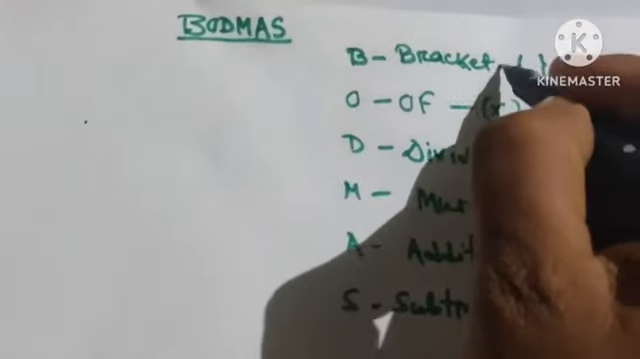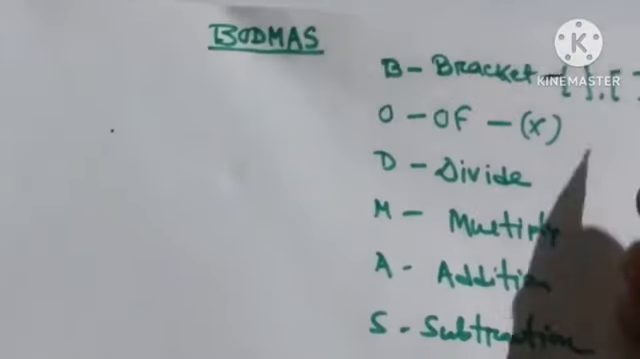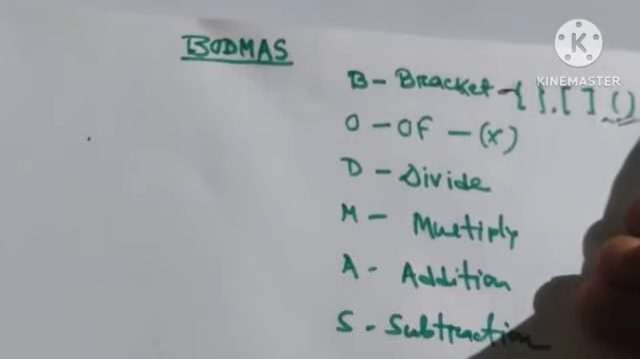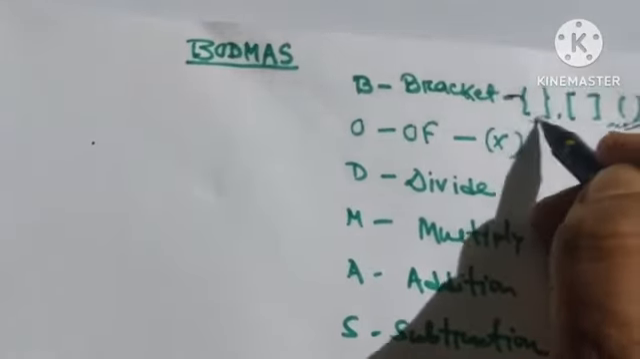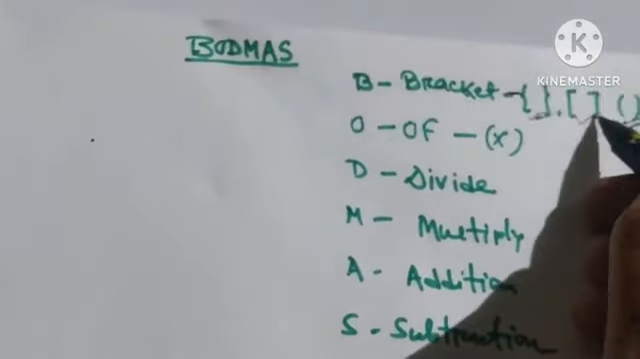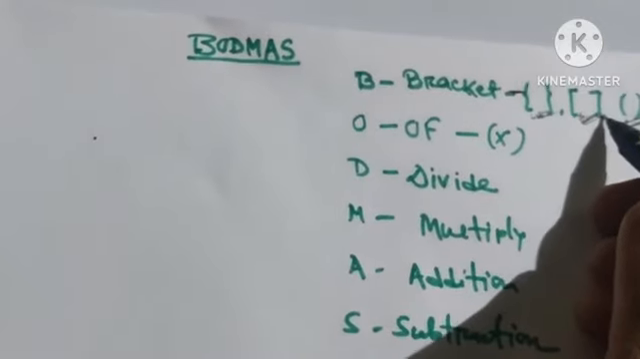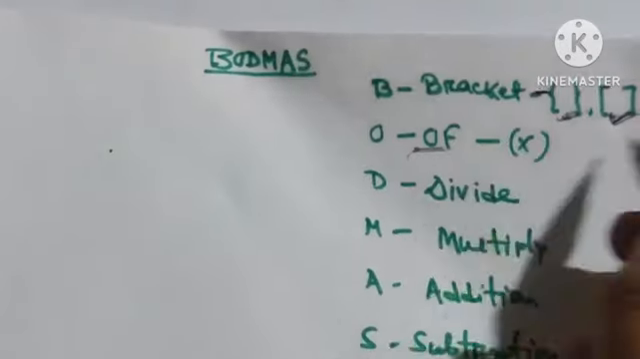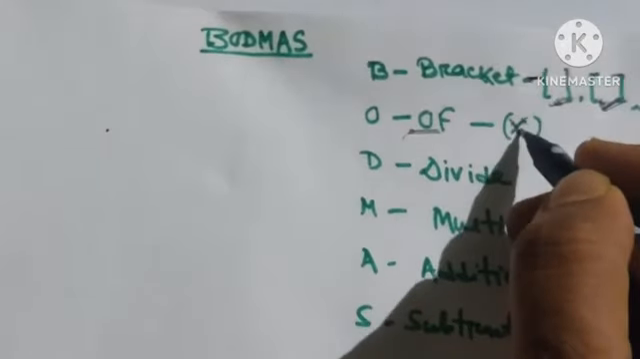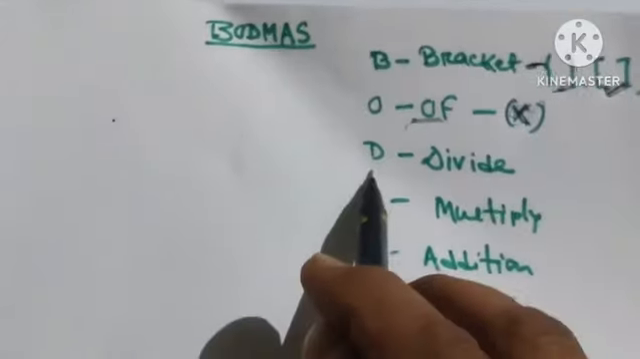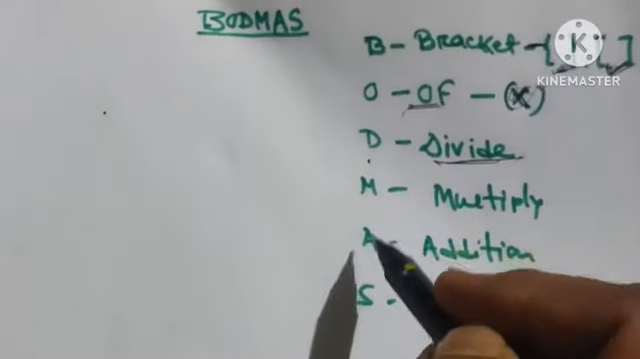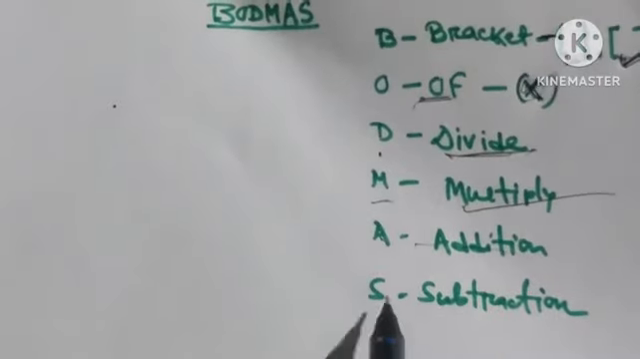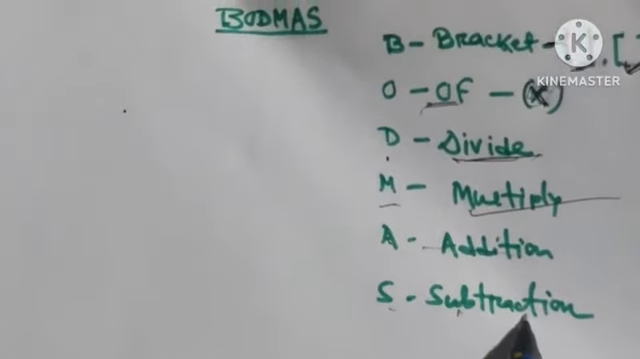The first one is line brackets, and the second one is the small brackets or open brackets. The third one is curly brackets, and the last one is big brackets or square brackets. Then O stands for of. Generally, of means multiply, and D is divide. Thereafter M, multiply, A, addition, and S, subtraction.